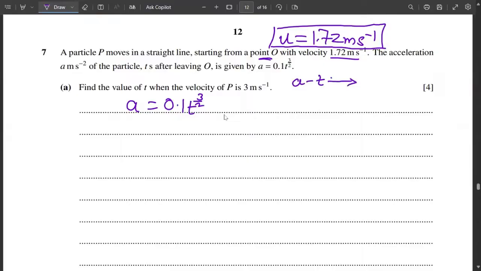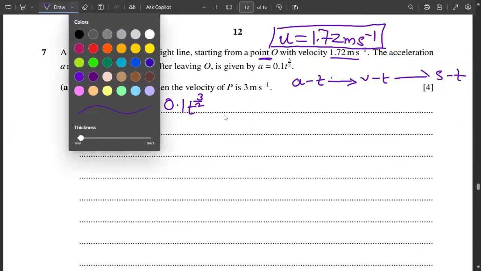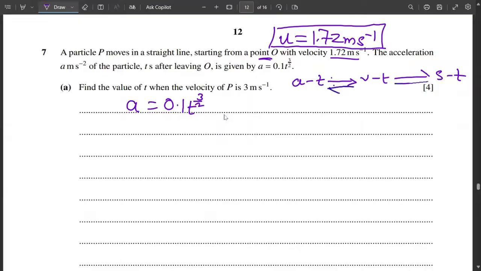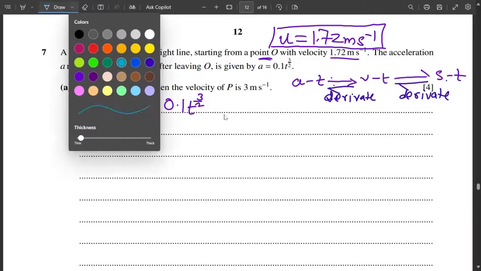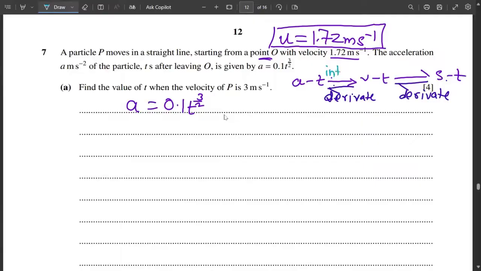This is a velocity time graph. This is a displacement time graph. And now reverse. If I want to go from displacement time to velocity time, what I do is differentiate. Same here, from velocity time to acceleration time, I differentiate. Now, if I want to go from acceleration time to velocity time, what I'll do is integrate. Same here, integrate. Keep this in mind.